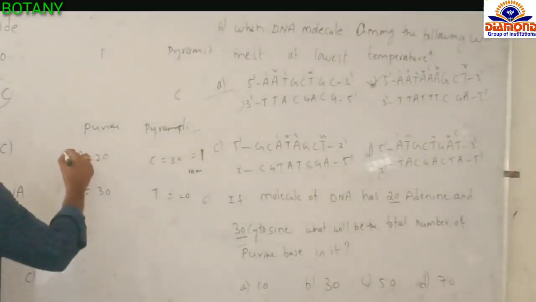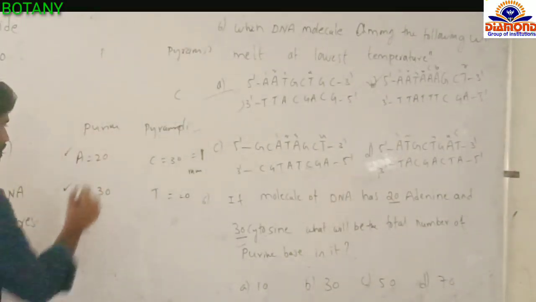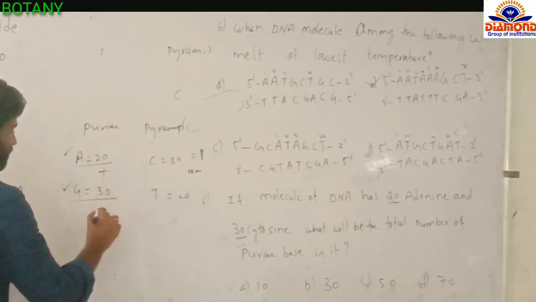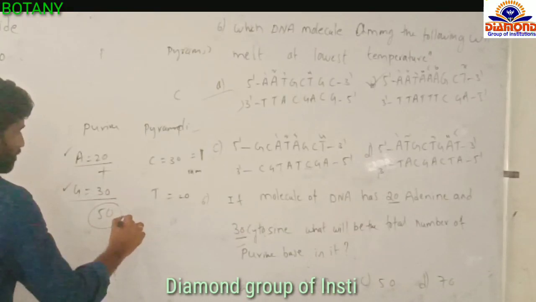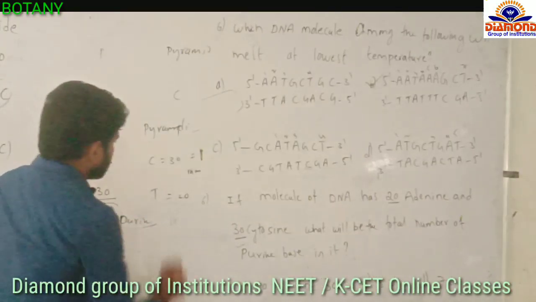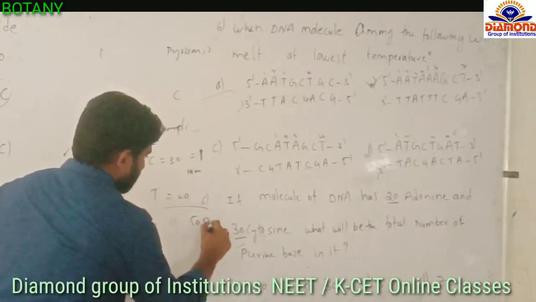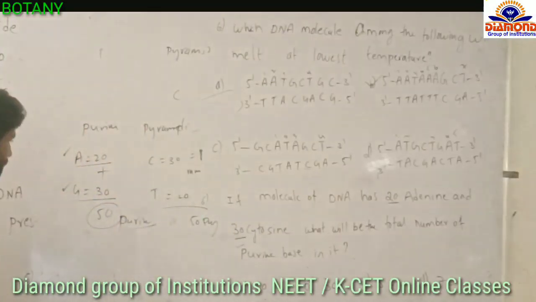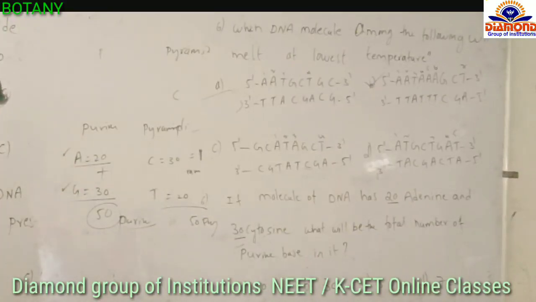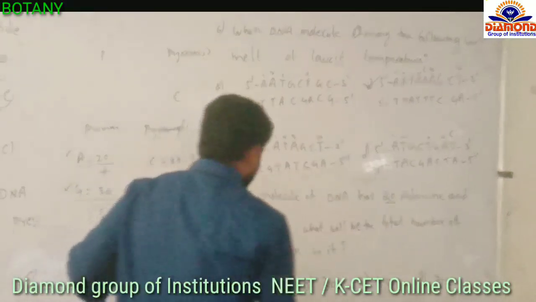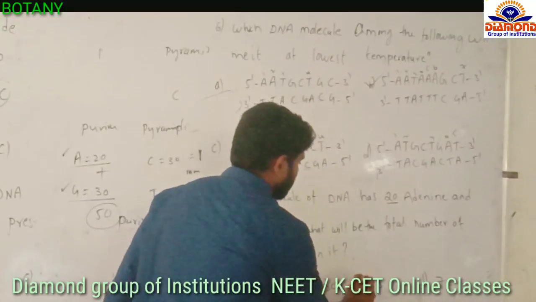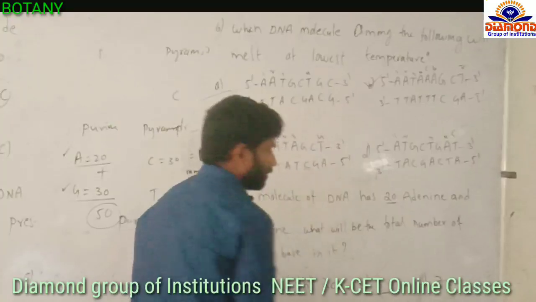Purines are adenine and guanine only. So adenine has 20 and guanine has 30. 20 plus 30 gives 50 purines, and 50 pyrimidines. Out of the 50 purines, 20 belong to adenine and 30 to guanine. So 50 purines are present in the given DNA molecule. So the answer is 50 only.